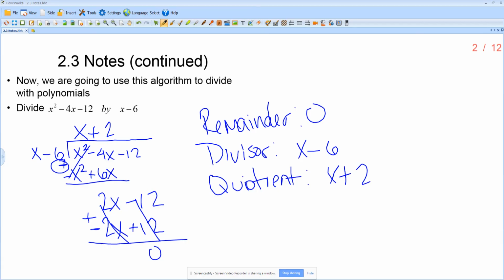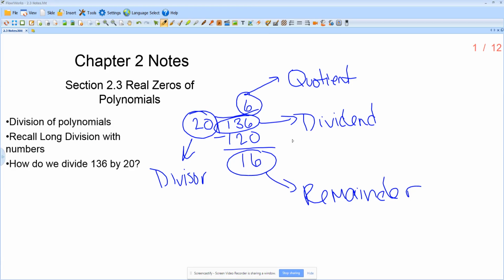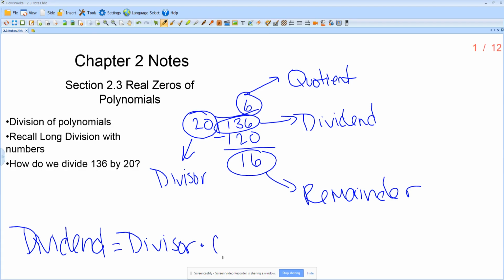Just going back a slide, something that would be helpful for us to keep in mind is that if we talk about the dividend, this thing that we had inside here, the dividend is equal to what you get if you do the divisor times the quotient. So if I do 6 times 20 and then add in the remainder, I get the dividend.